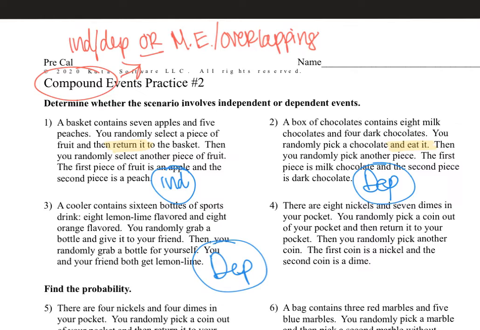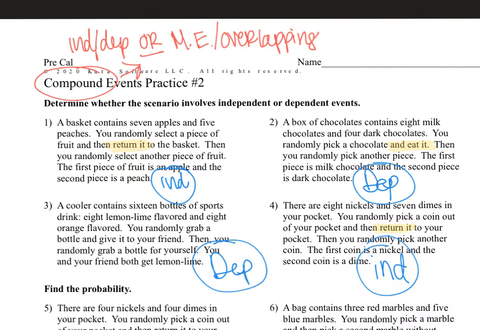Number 4, there are 8 nickels and 7 dimes in your pocket. You randomly pick a coin out of your pocket, return it to your pocket, then you randomly pick another coin. The first coin is a nickel and the second coin is a dime. Keyword here is that I returned it. All right, because I returned it means that every single piece was already there to begin with, that was there all along, okay? So I still have my 8 nickels and my 7 dimes. It is independent. All right.